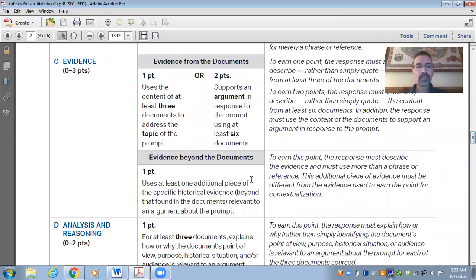So here are the 4 points that are new to the document-based question. 1 point, well, possibly up to 2 points, come from being able to use the documents, the content in each document, to actually address the topic and defend your thesis with information found in primary source documents. Now, you can earn 1 point by using the information in 3 of those documents to help your argument. But I think all of us are going to really push for everyone to shoot for using 6 documents so that you can earn 2 points.